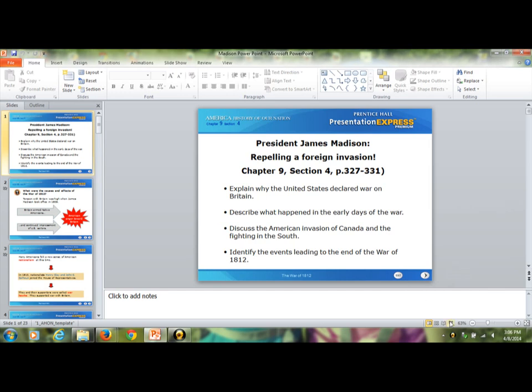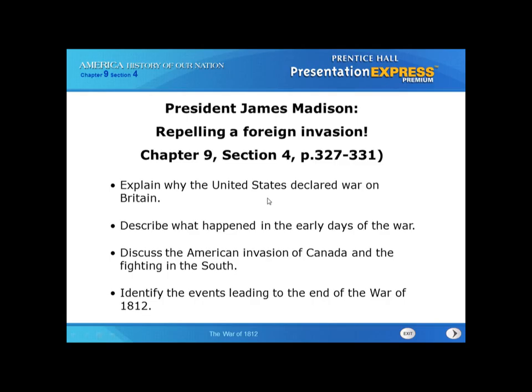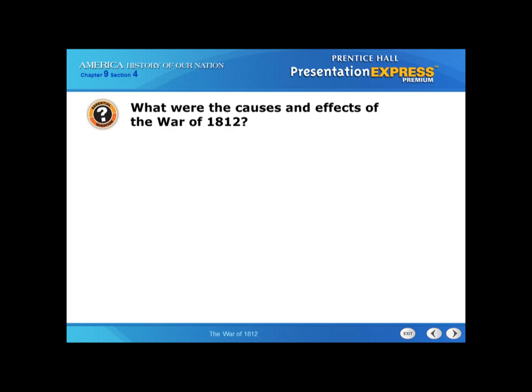This PowerPoint will be about President James Madison, and we're focusing on creating a strong national government, and this will fulfill the standard of repelling a foreign invasion. This is going to be the War of 1812. Some of the things that we'll focus on here: you'll be able to explain why the U.S. declared war on Britain, what happened during the early days of the war, discuss the American invasion of Canada and the fighting in the South, and identify the events leading to the end of the War of 1812.